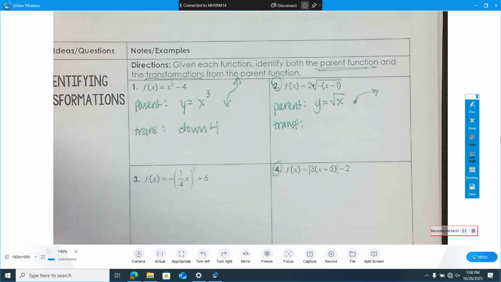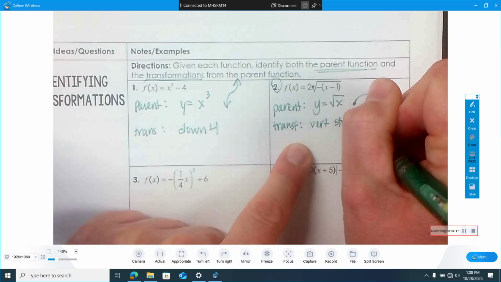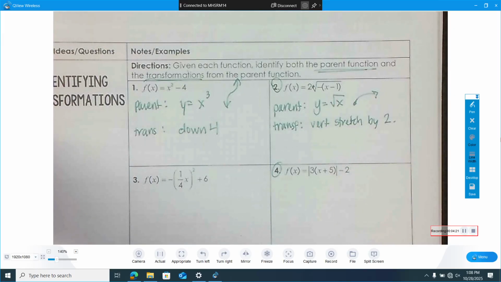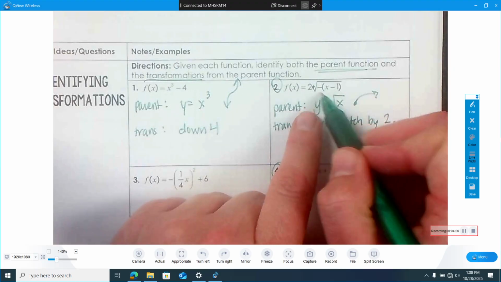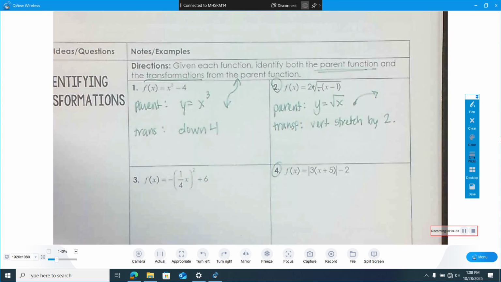What is that called? Vertical stretch, yes. Vertical stretch by a factor of 2. So we can just put by 2. Vertical stretch by a factor of 2. Now, here we have a bunch of stuff inside the function. We have a negative inside with x. Does it affect things vertically or does it affect things horizontally? Horizontally. It's inside with the x, so it's affecting things horizontally.